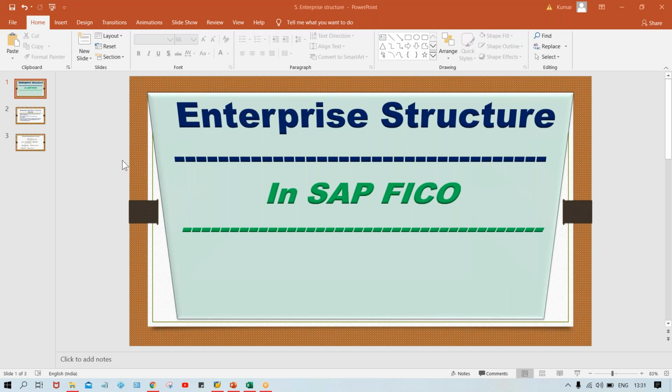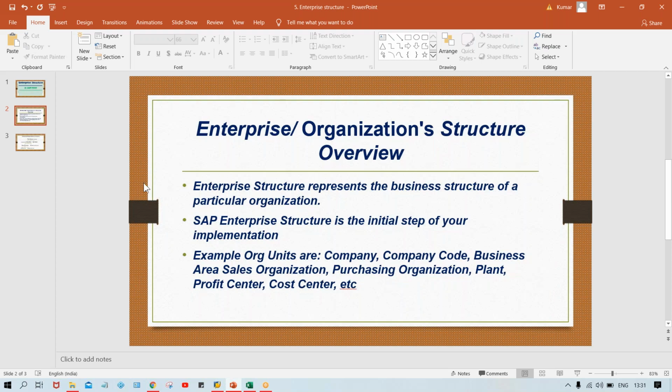So now here let's have a look one by one. Let me show you this PPT first. So look at here guys, if you talk about enterprise structure, it is also called organizational structure. Okay, now enterprise structure represents the business structure of a particular organization. SAP enterprise structure is the initial steps of implementations.